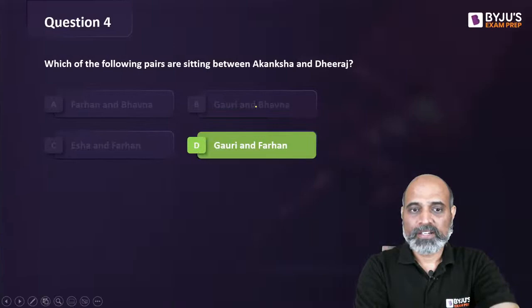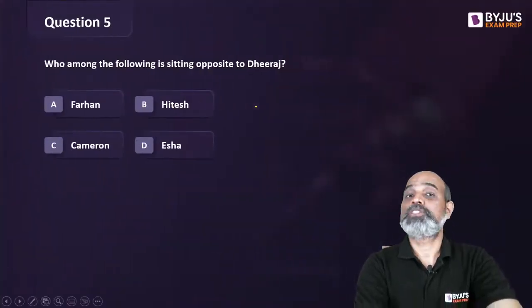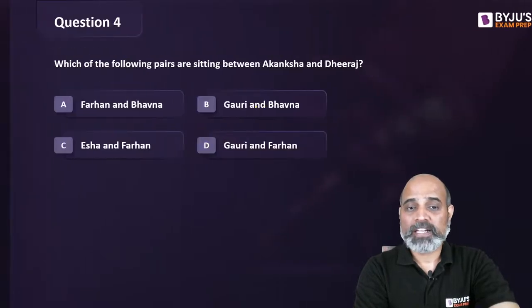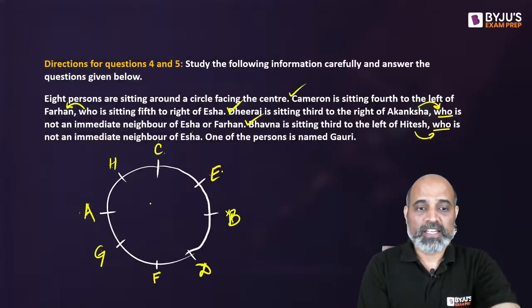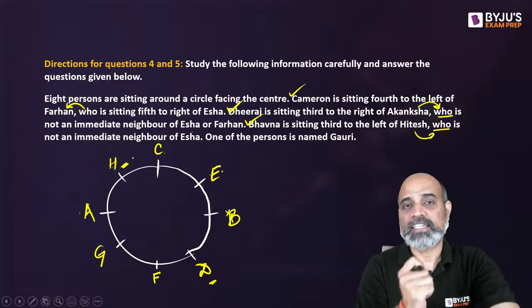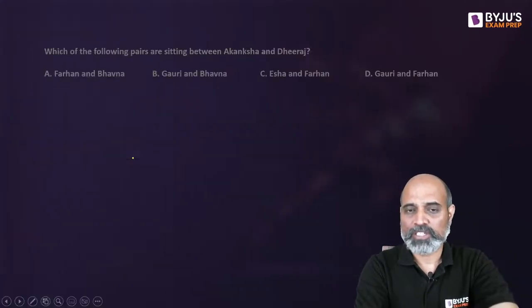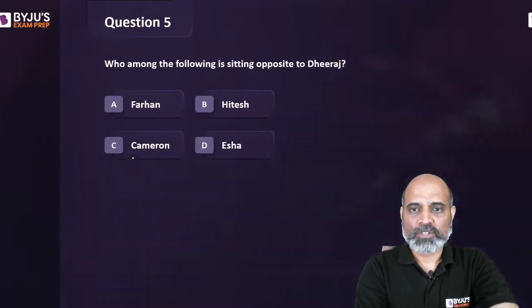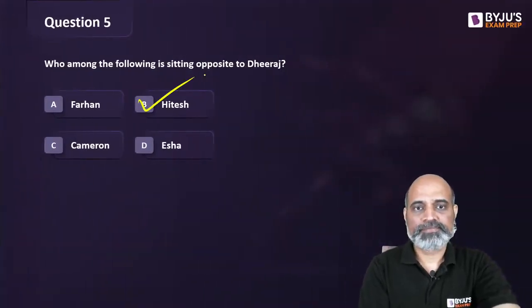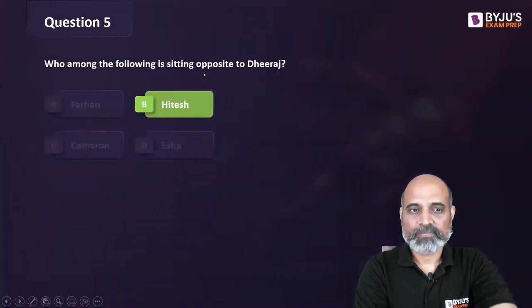Right? Okay. The next question is, who among the following is sitting opposite to Dheeraj? So Dheeraj is seated here. His opposite is going to be H. I think the H was for Hitesh. Yes. So Hitesh is seated directly, or diametrically, opposite to Dheeraj. So Hitesh is sitting opposite to Dheeraj. Option B. Okay.